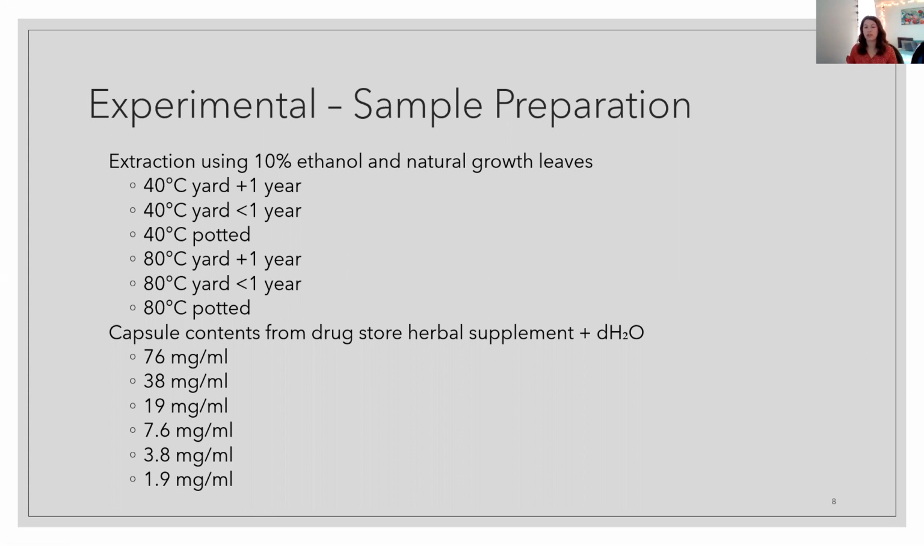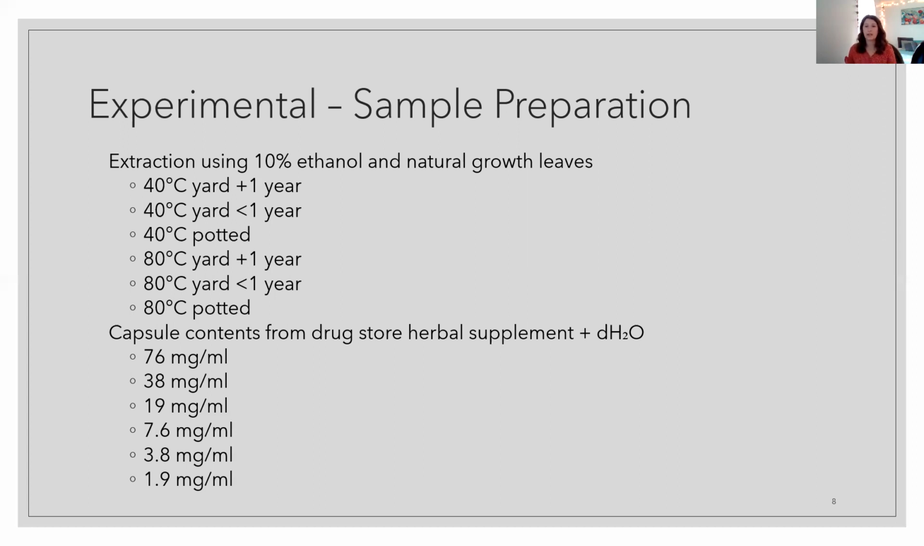We had 3 different plants that we took leaves from. One of the plants had been growing in a yard for greater than a year. One of the plants had been growing in the yard for less than a year, and one of the plants was potted. We took leaves from those 3 plants and made the solutions and heated half of them to 40 degrees Celsius for 20 minutes and the other half to 80 degrees Celsius for 20 minutes.